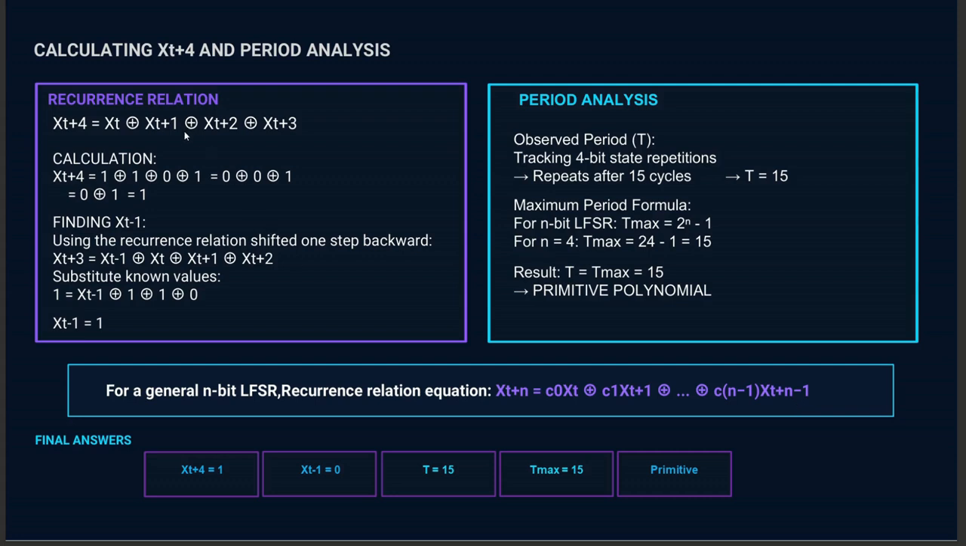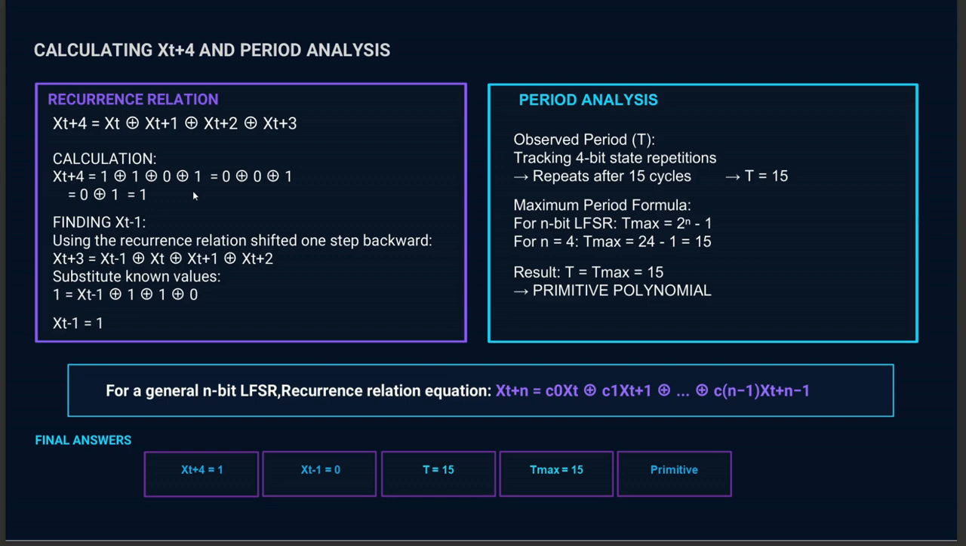For this 4-bit LFSR, the recurrent relationship becomes S(t+4) = S(t) XOR S(t+1) XOR S(t+2) XOR S(t+3). This means the next bit is generated by XORing the previous 4 bits. Remembering the XOR rules, that is same gives 0, different gives 1.